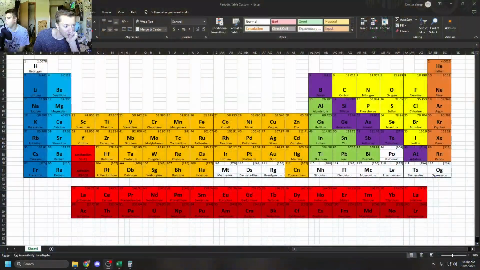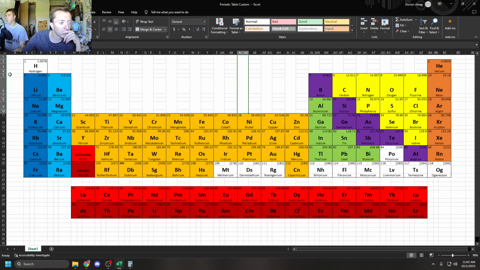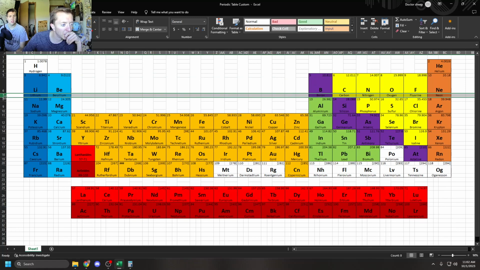That's not square. The pixels are different sizes. I wanted people to see this. Look at this. They're different sizes. Why are they different sizes? And the points are different sizes too. Why? Excel, why? 18. 36. I spent 45 minutes trying to figure this out because it doesn't make sense.